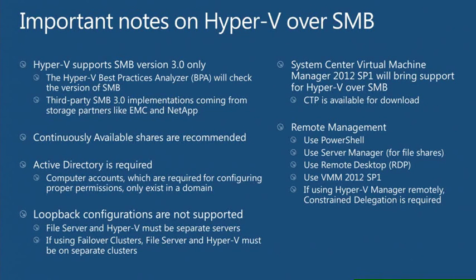Loopback configurations are not required. Strangely enough, there's some folks that want to actually have a file server and a Hyper-V box that are the same box, and they want to actually have the permissions set so that I can access it myself. So if your Hyper-V machine is the same as your file server, then your drives are local. Don't use a UNC path. Use the local path to the storage, okay?